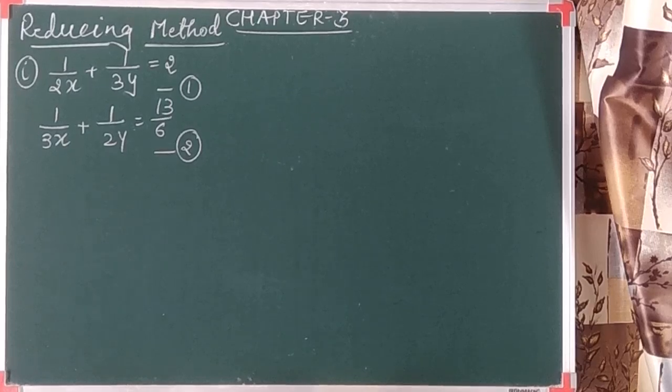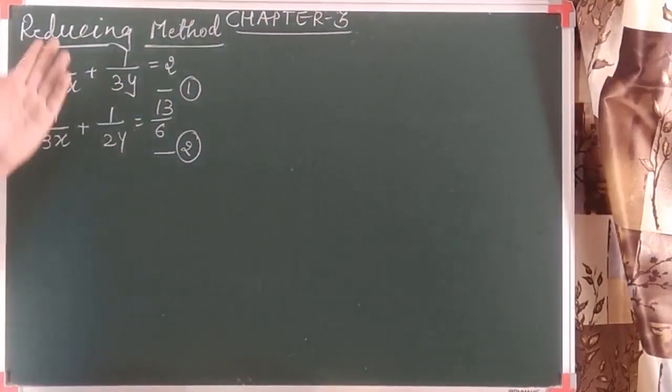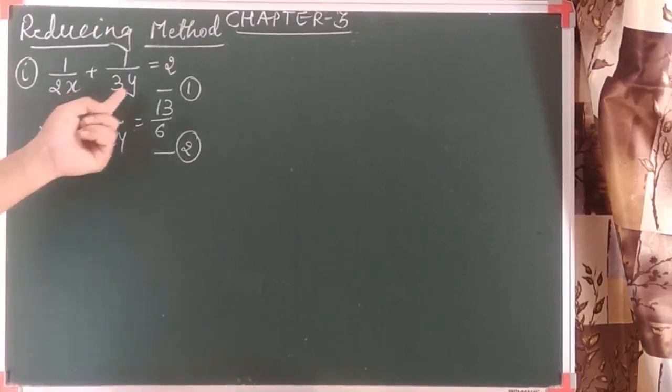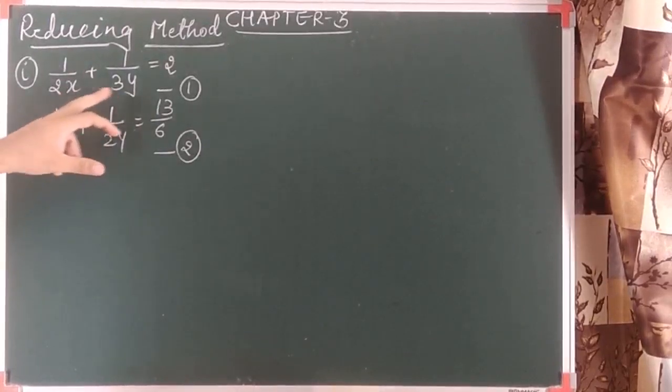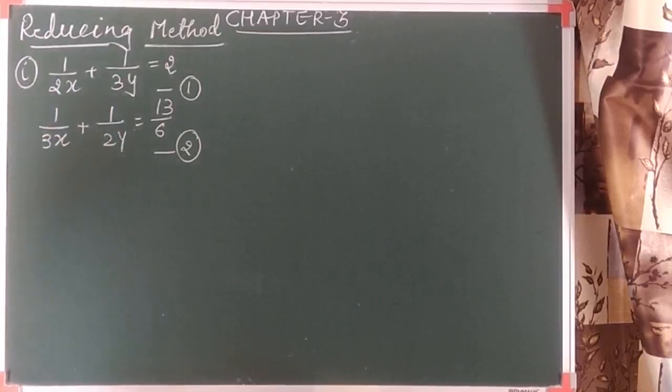Let's start with the new method today to get the solution of a pair of linear equations in two variables. The name of the method is called the reducing method to linear equations in two variables. Why is it called the reducing method? Because you can see that first we are obtaining the variables in the denominator. I am talking about only variables, not the constant or the coefficient. So whenever the variables are given in the denominator, we have to use this method.